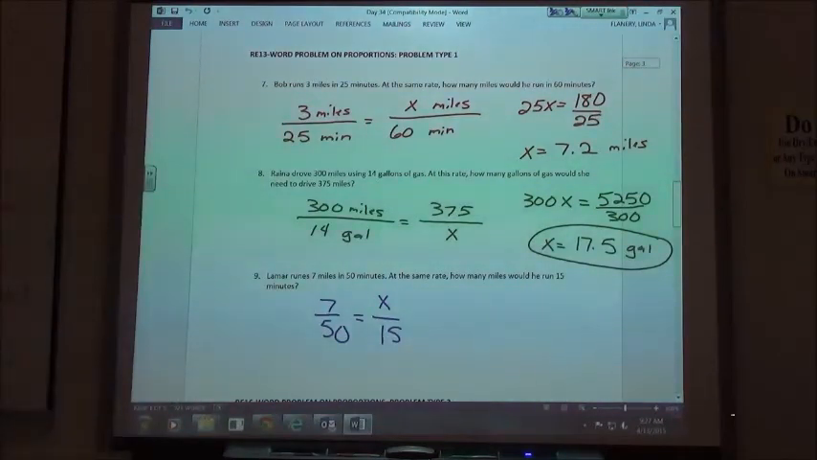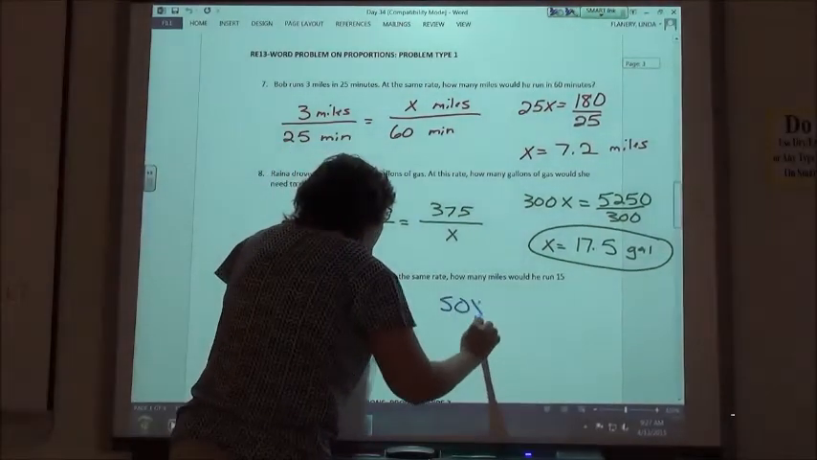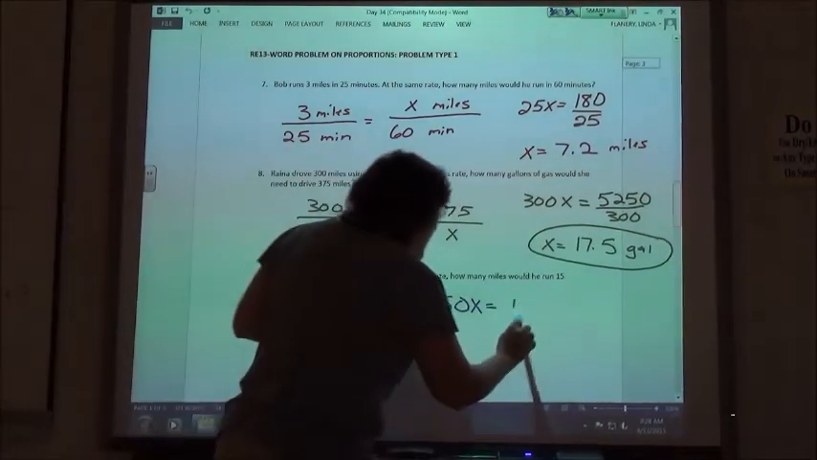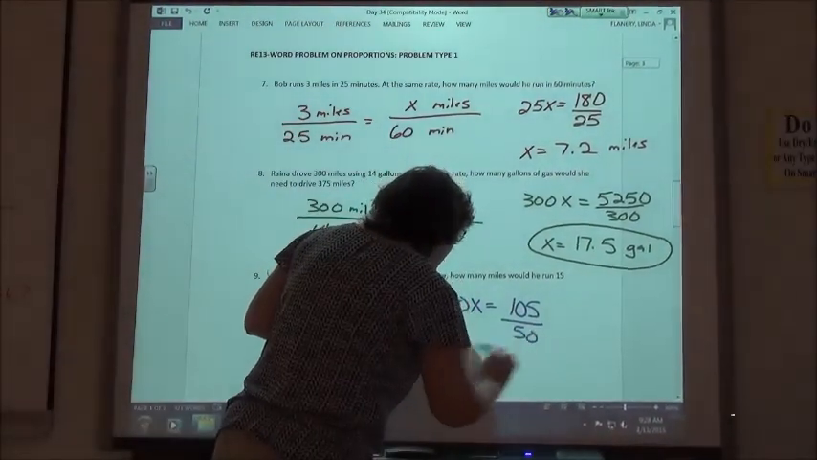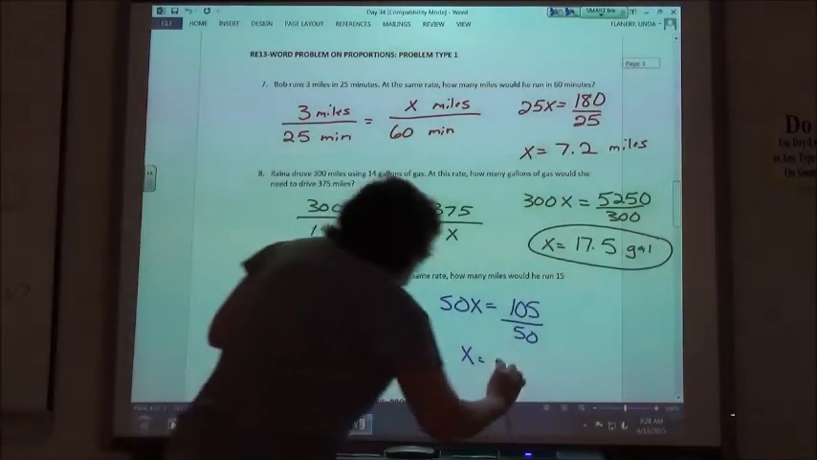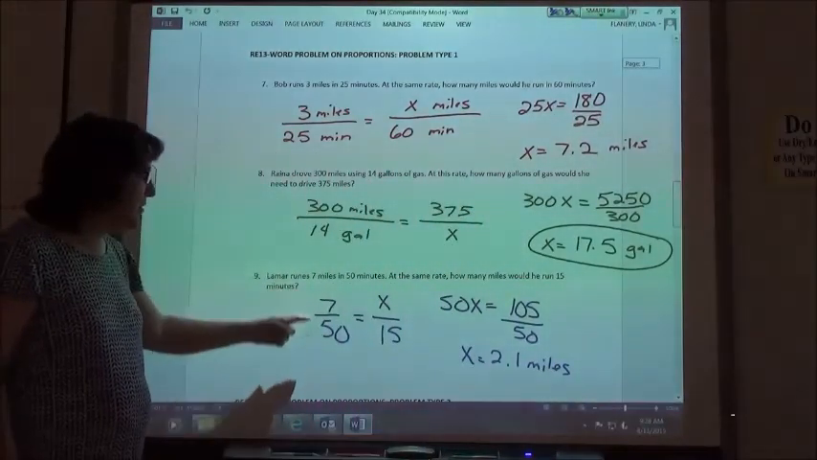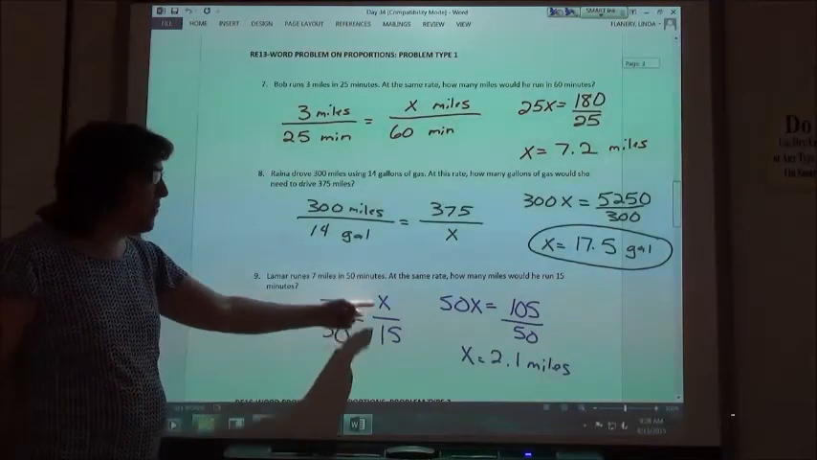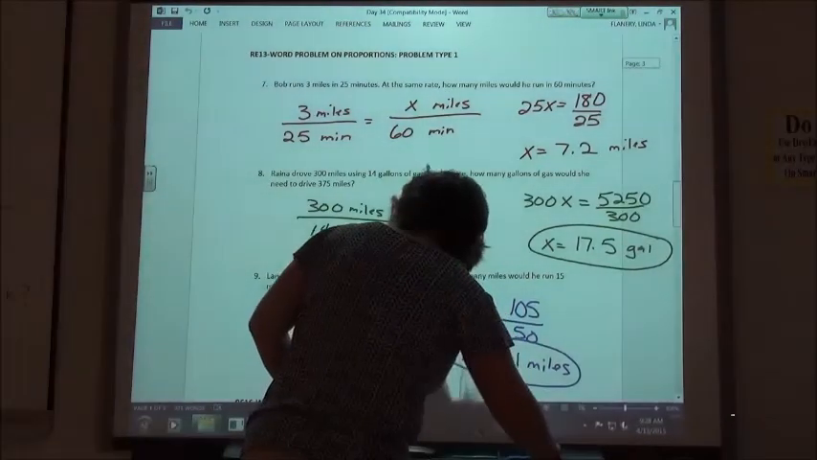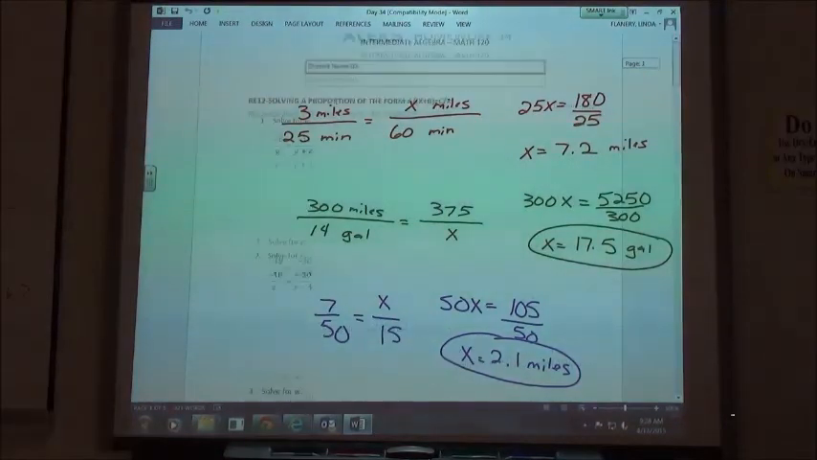So if we cross multiply, we would get 50X equals 105. And when we divide, 2.1 you said? Yes. So 2.1 miles. If I go 7 miles in 50 minutes, I'm only going to make it 2.1 miles in 15 minutes. Is that a typo while I'm thinking about it?